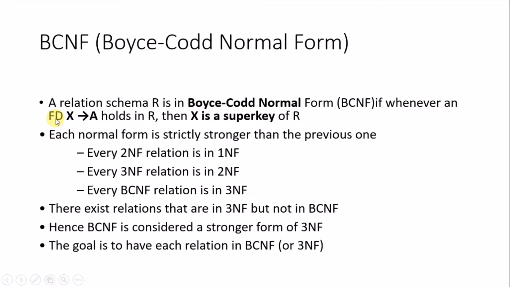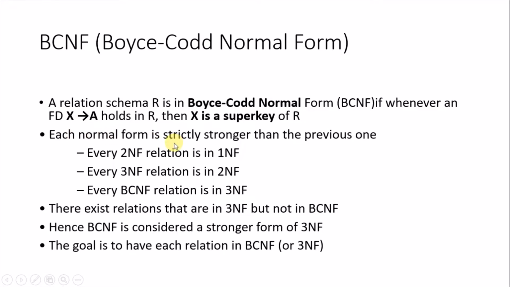So each normal form is stronger than the 3NF, because in 3NF we have either X is a super key or A is a prime attribute. That condition is not here. So we consider the strictness of this normal form. This BCNF is stronger than 3NF.